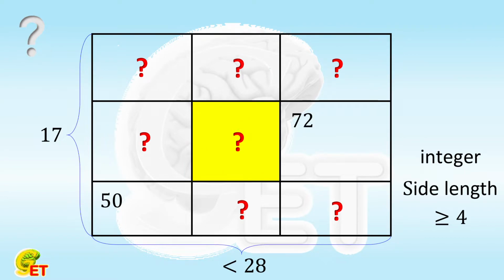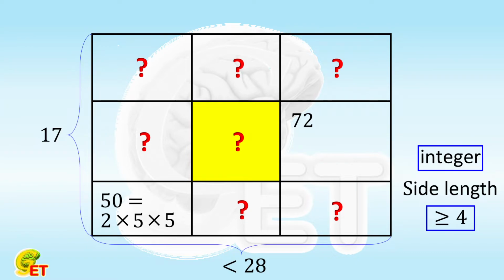The length of each side is an integer, which clearly tells us that this is a factoring problem. Let's start by factorizing 50, which equals 2 times 5 times 5. Because the length of each side is not shorter than 4, we need to write 50 as the product of two integers which are not smaller than 4. So it can only be 10 and 5.